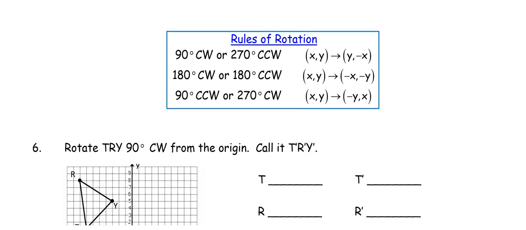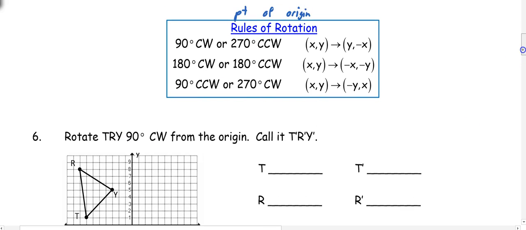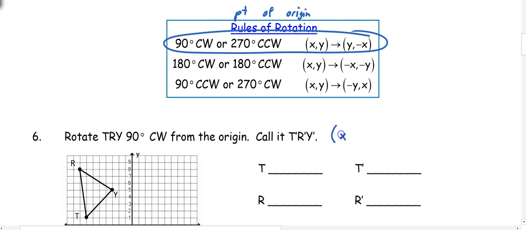Now we're going to use our rules of rotation to rotate a point around the origin. These rules of rotation only work around a point of origin. In number one, we're going to rotate TRY 90 degrees clockwise from the origin. 90 degrees clockwise is this rule: whatever the x, y coordinate is, the y coordinate becomes the x, the x becomes the y, and we switch the sign of the x coordinate.